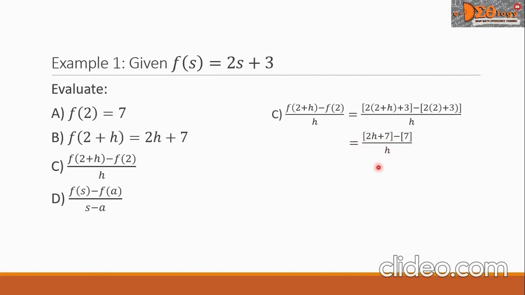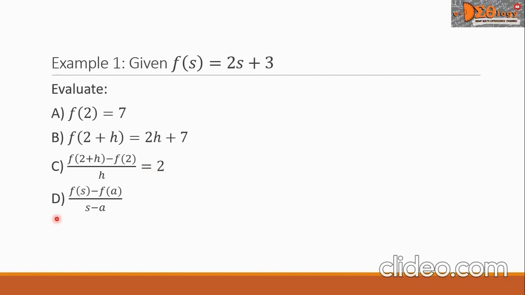And to simplify further, if I remove the grouping symbol, the positive 7 and the negative 7 here will cancel each other. It becomes 0. So on the next line, we can put here 2h all over h. And the h in the numerator and in the denominator can be cancelled out. So we have now our final answer to be 2. And we can write this answer opposite letter C here. Then let's go to problem D.